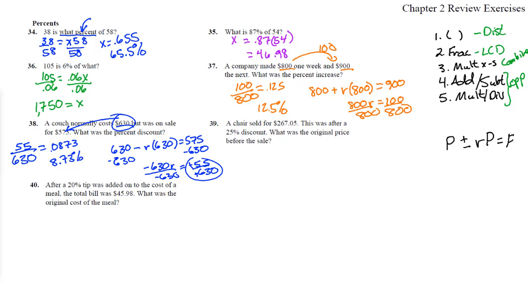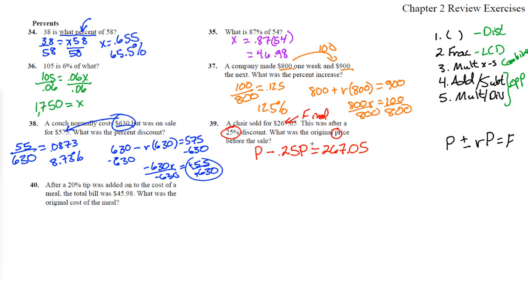Righty. Number 39, a chair sold for $267.05. This was after, so this is actually the final price. We got to note that. This was after a 25% discount. What was the original price? That means we don't know the original one. So we can just do it in our head with arithmetic. It started off the price and it was discounted 25% of the original price, not of the 267.05. And that equaled 267.05.